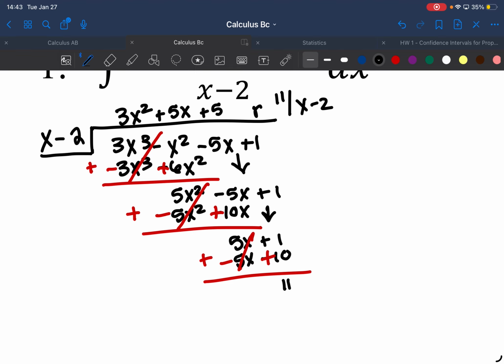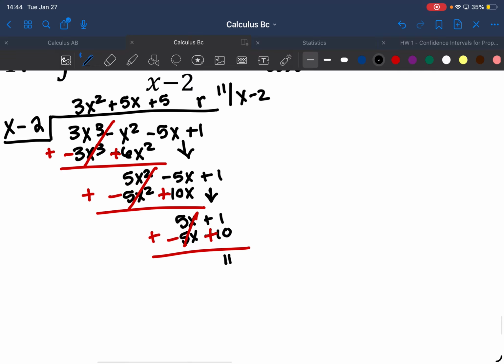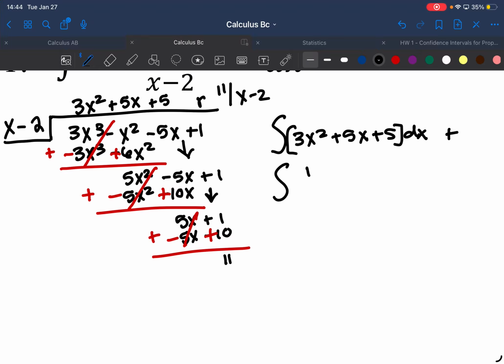Any questions on the long division? It all came back to you guys, so you remember all of this? Okay, perfect. So now on to calculus. What we're going to do from this is write this as two integrals. So this is the integral of 3x squared plus 5x plus 5 dx, whatever we got for the answer. And then we're going to add the integral of the remainder, so 11 over x minus 2 dx.